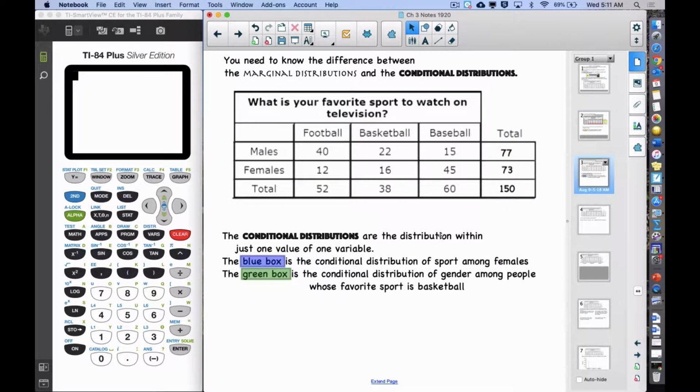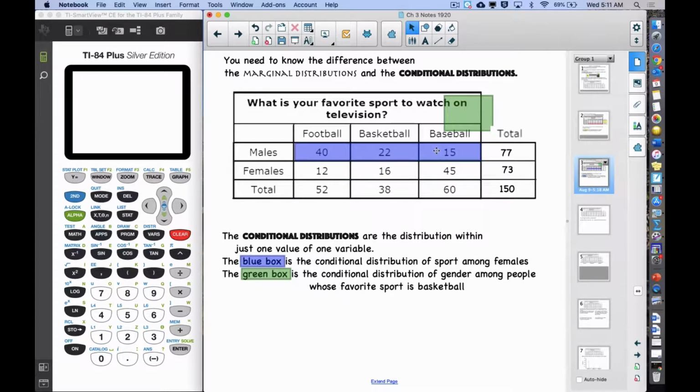Conditional distributions are now the distributions within just one value of one variable. So for example, this blue box is the conditional distribution of favorite sport. So among females, that's the condition. Under the condition that we're looking only at the females, this is the conditional distribution of favorite sport among females. We can do the same with males. That's the conditional distribution of males. But you can also do conditions going the other direction.